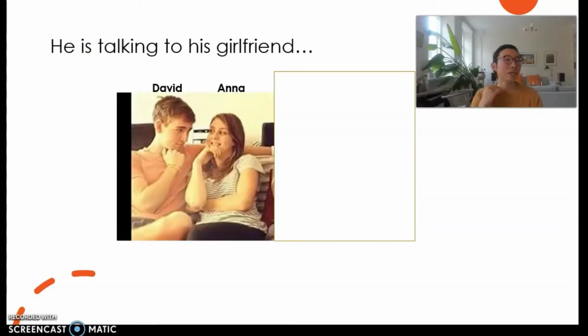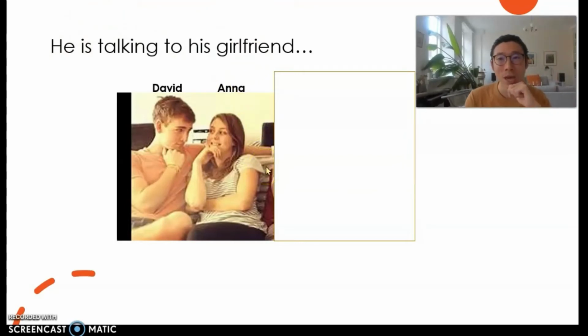So in order to illustrate the difference between this grammar in English and in Swedish, I found a good example. So let's explore how we would describe this picture in English. In English we would say he is talking to his girlfriend, right? And when we look at this picture, we know who is talking to whom. So now we are saying David is talking to Anna. So he is talking to his girlfriend.